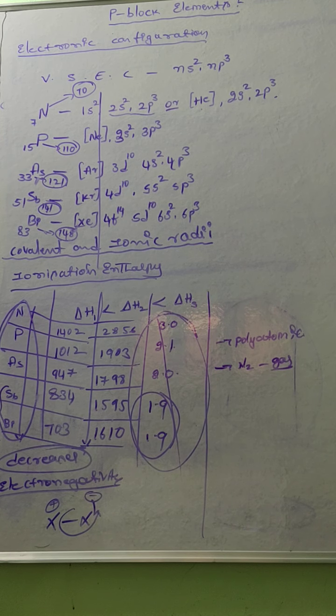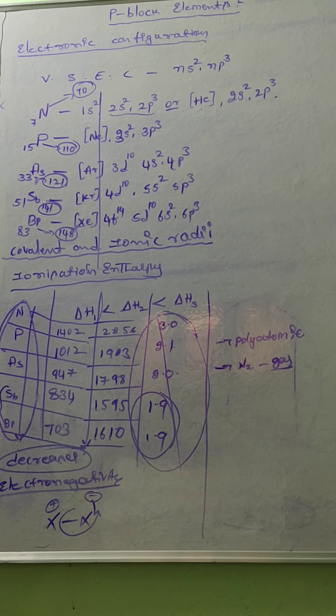This is due to the decrease in ionization enthalpy and increase in atomic size. With an increase in atomic size, the ionization enthalpy decreases. As we go down the group, with an increase in the size of an atom, the boiling point and melting point both increase. Boiling point increases from top to bottom in the group, but the melting point increases up to arsenic and then decreases up to bismuth, depending upon the nature of the element.